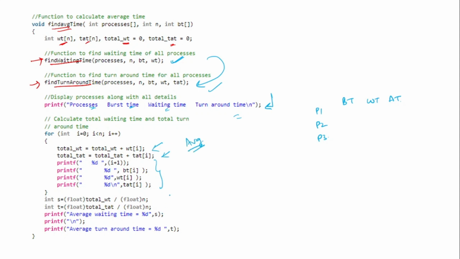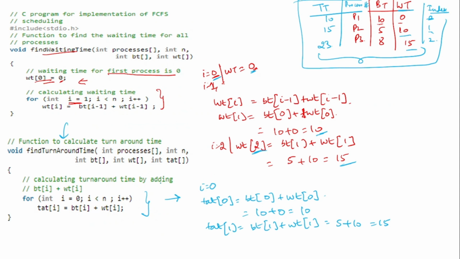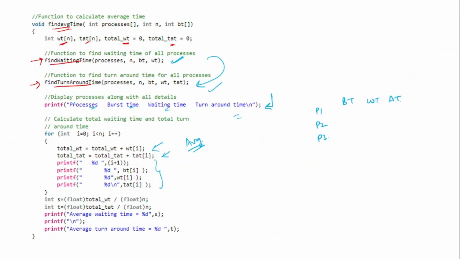Now you can see that in this TAT array we have the turnaround time of all the processes, and similarly the WT array has the waiting time of all the processes. Now what we will do is start a loop, and index by index take each and every value of the turnaround time and the waiting time.